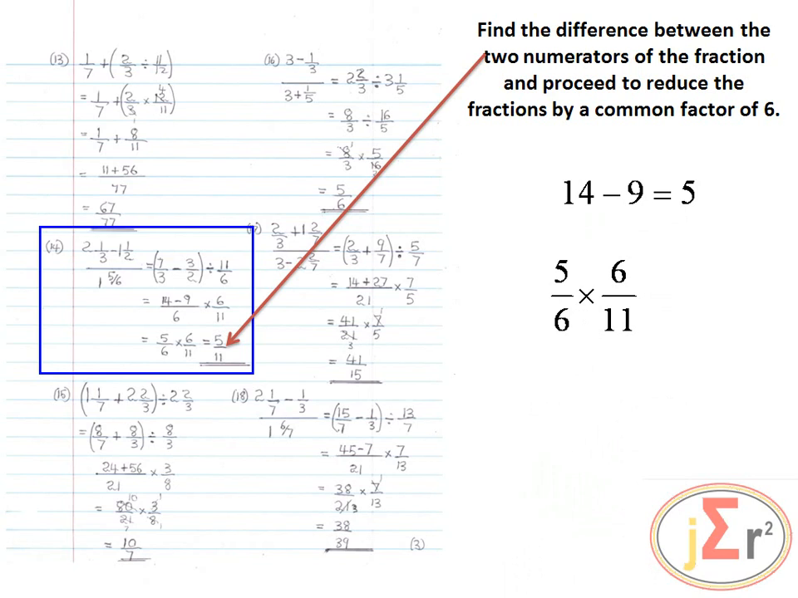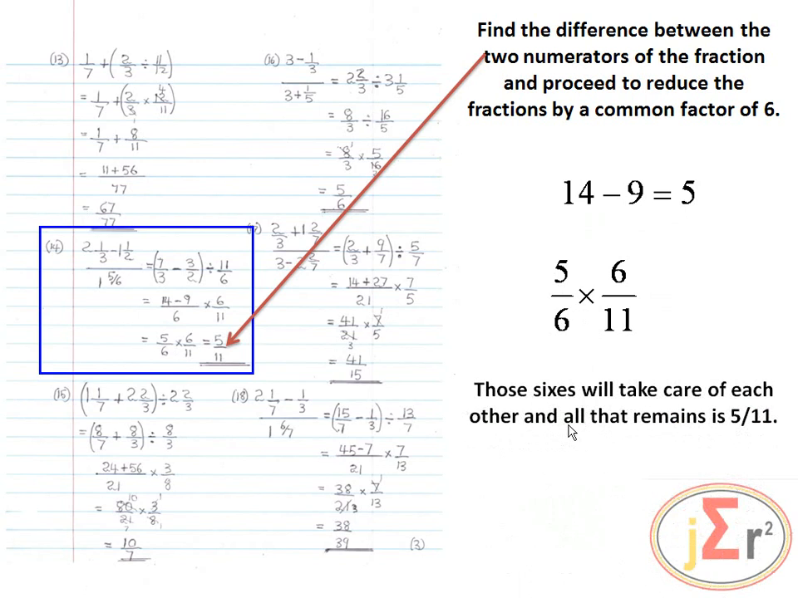And what do we do? Because 14 minus 9 is 5, the new fraction is actually 5 over 6. 5 over 6. And that we multiply by 6 over 11. By doing what? Those two 6s will take care of each other, reducing by a common factor of 6. We can see that the 6s will cancel. And the result is 5 over 11.